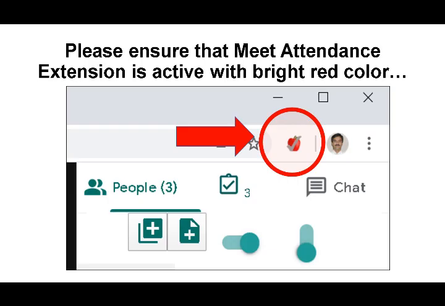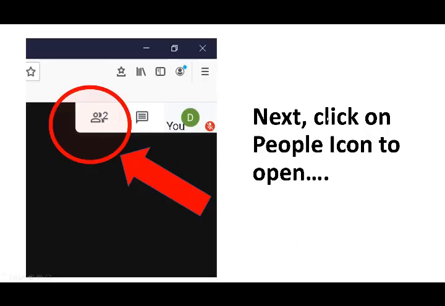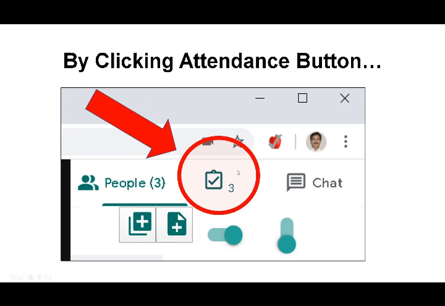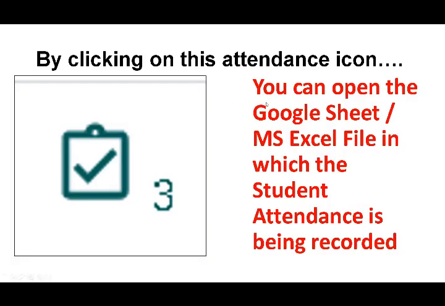Before that, you have to see that the Google Meet extension is active. You can see an apple with the right mark on the right upper hand side when you log into the Google Meet. Next, by clicking on the people icon, you can see the attendance button, as I have already told. So by clicking on the attendance button, what happens? By clicking on this button, you can open the Google Sheet or MS Excel file in which the student attendance is being recorded. At any point of time, you can open the Excel file or Google Sheet file in which the attendance is being recorded.